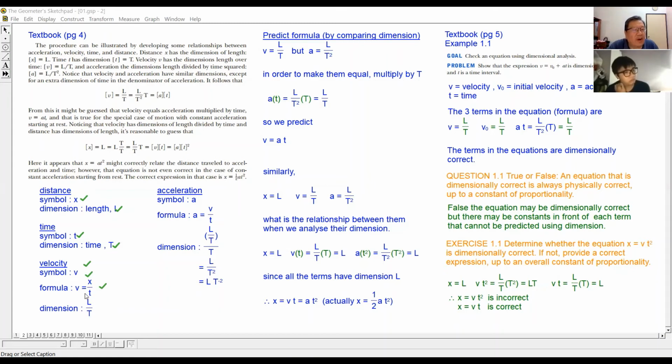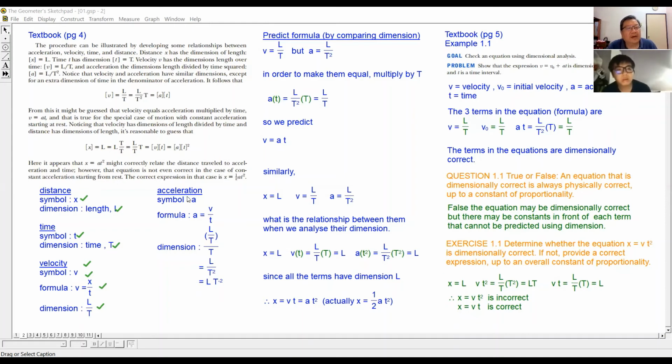Now, if you want to talk about the dimension of velocity, since it is the distance divided by time, the dimension will be length divided by time, L over T. Is this okay?